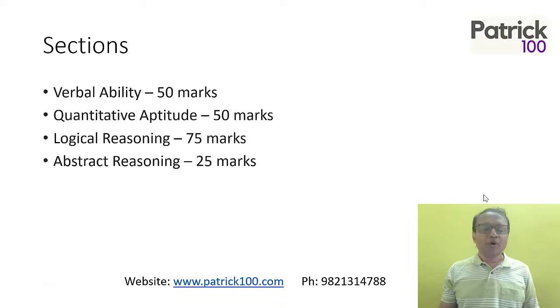So broadly, MBA CET is broken down into 4 parts. 50 marks is 50 questions because every question has 1 mark. There is no negative mark. So quantitative aptitude has 50 marks, logical reasoning is 75 marks, and abstract reasoning has 25 marks. Abstract is also called visual reasoning. So it is a 200 marks paper broken down into these 4 parts. Let's go a little bit in detail.